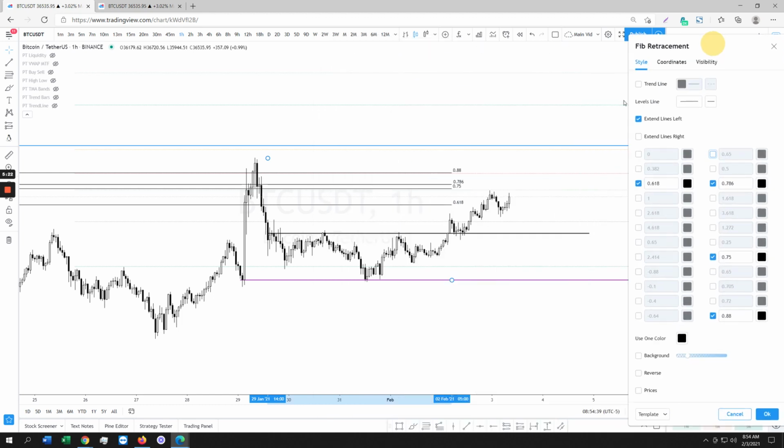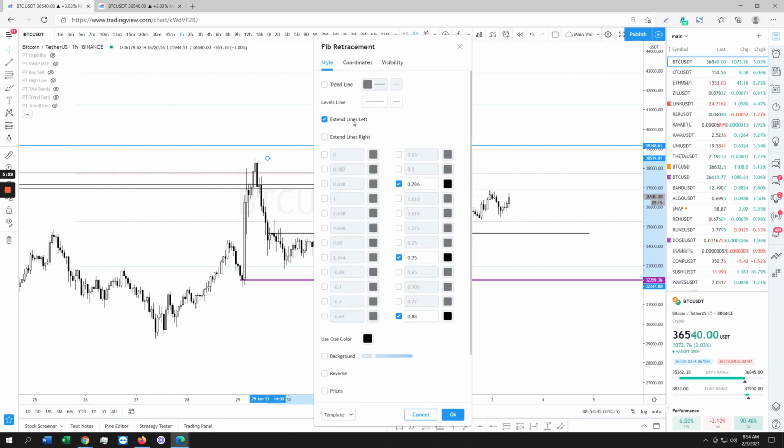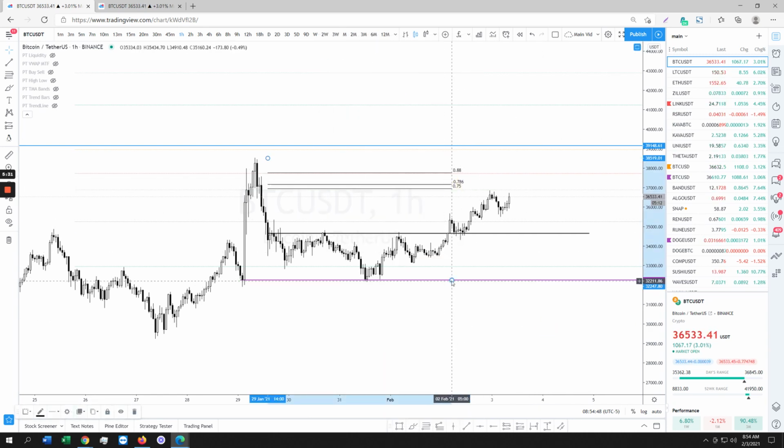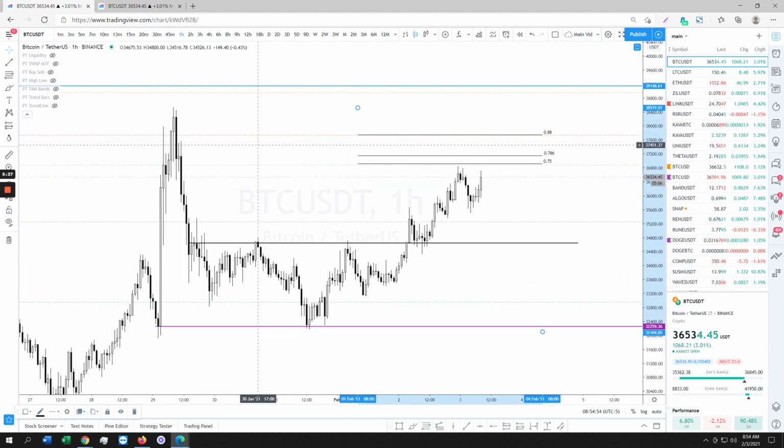Extend the lines. Boom. Okay? Let's assume that we're not breaking this, and this is our structure right now. So, I opened up a scalp short yesterday. This was a very pivotal area for me.